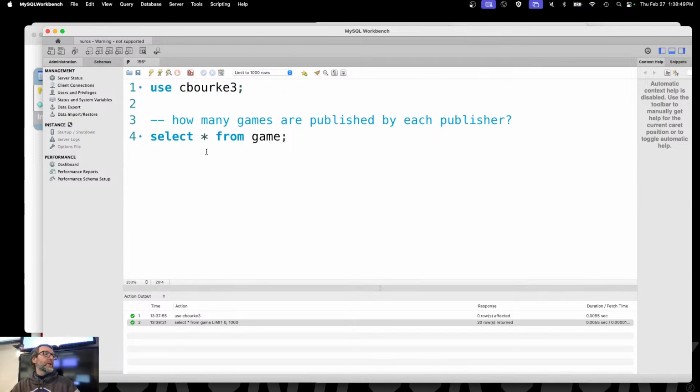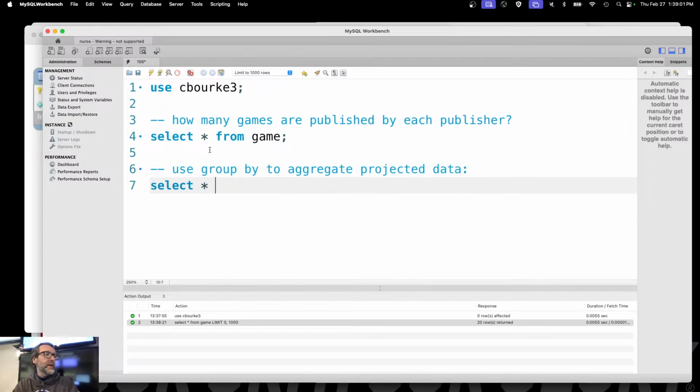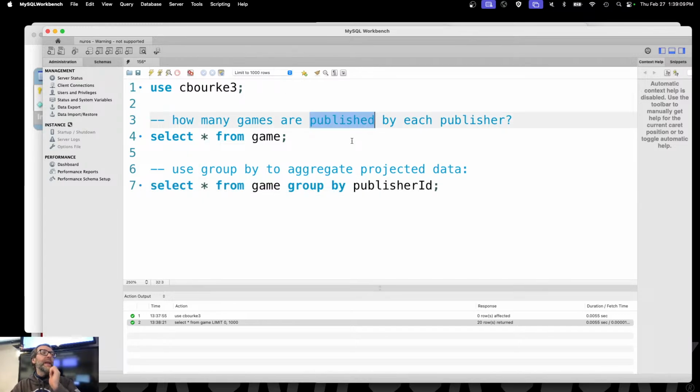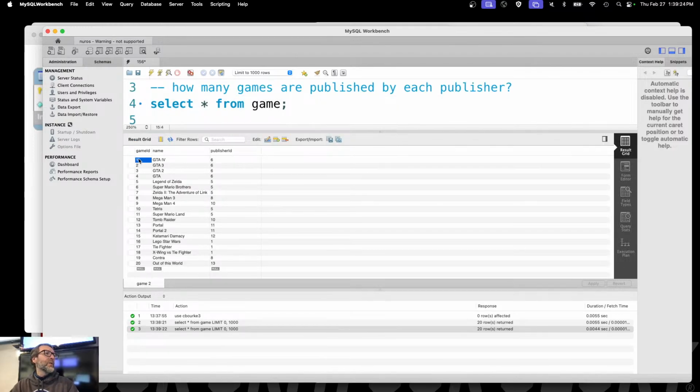Okay? So how do we do that? We do that with a group by statement. So use group by to aggregate projected data. Right? So select everything for now. I'm just going to select everything from game, group by publisher ID, because that is what I want to answer. How many games are published by each publisher? By each, for each. That's your keyword to understand that you should be grouping by that. Right? I'm not going to group by the game ID, because what if I grouped it by the game ID? It's already grouped by the game ID.